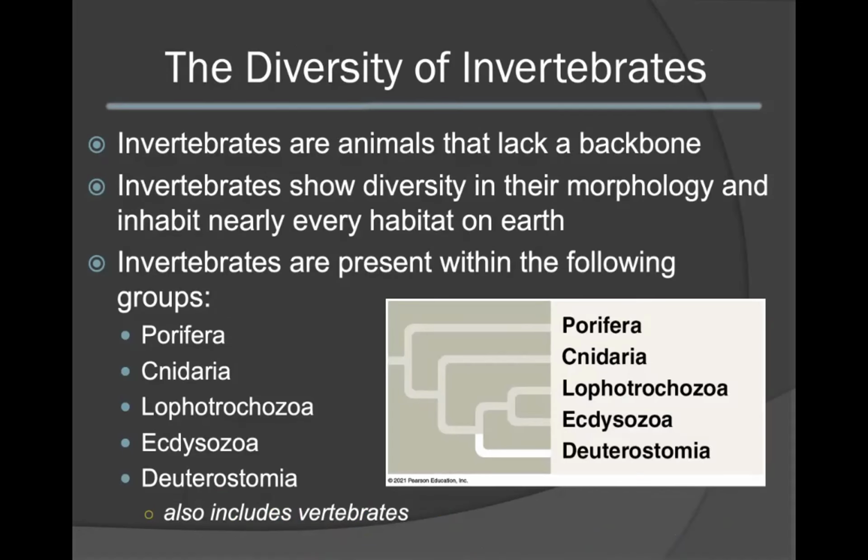Invertebrates are characterized as animals that lack a backbone. They show a great amount of diversity in both their morphology and their ability to inhabit nearly every single habitat present on Earth today. Invertebrates, as stated previously, are present in many different lineages. The Poriferans, Cnidarians, Lophotrochozoans, and Ecdysozoans all contain invertebrate species, and the deuterostomes contain invertebrates as well as vertebrates.